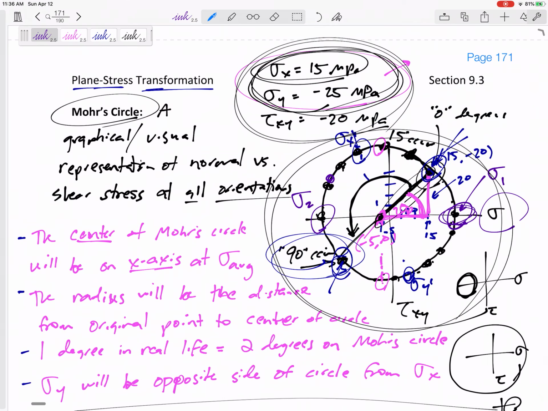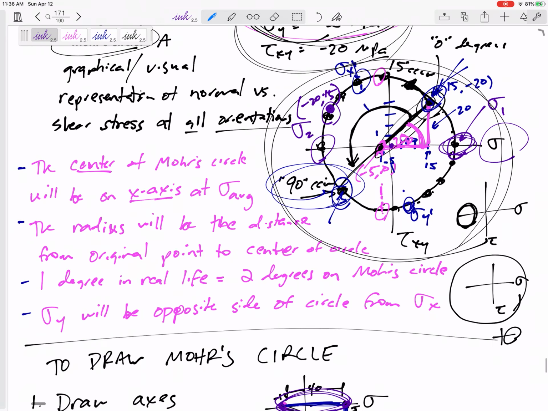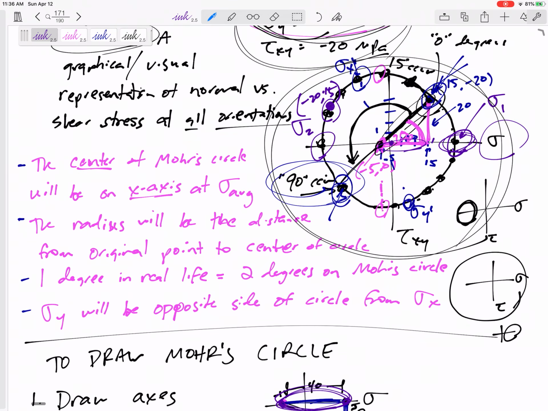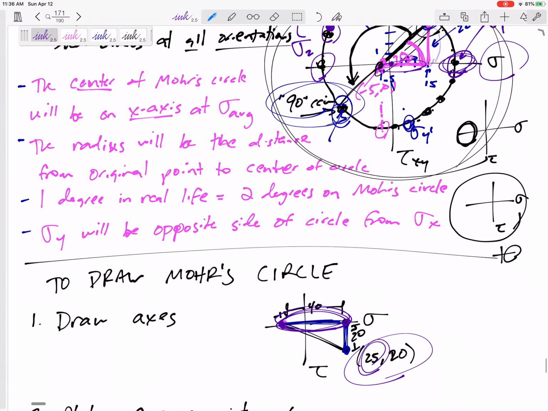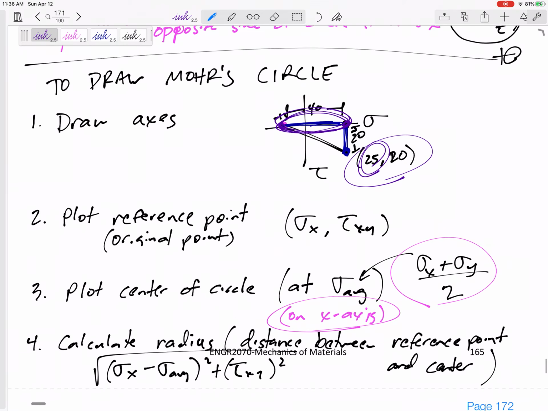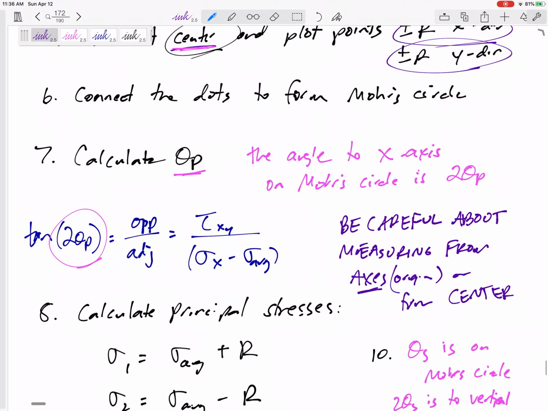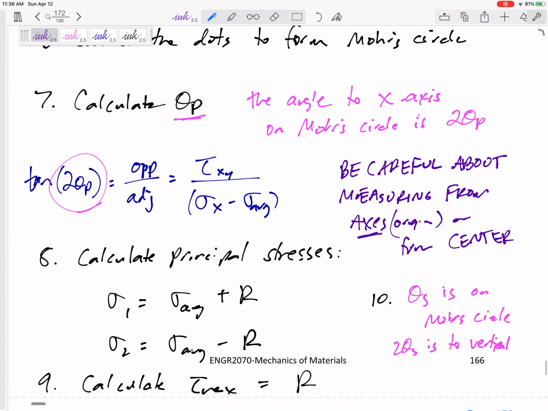Okay, but these values are from the origin. If I got some numbers right here, and it was -20, -15, those are from the origin, right? Coordinates are always from the origin, but many times the bases of these triangles are from the center. I think a lot of this will get cleared up, hopefully, as we do some more of these Mohr Circle problems, okay? All right.